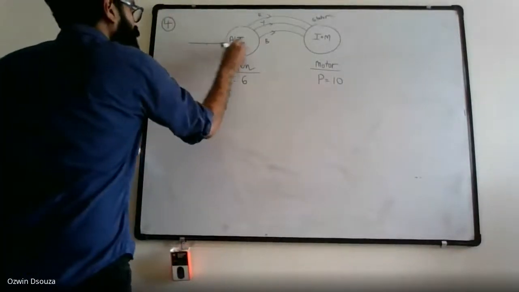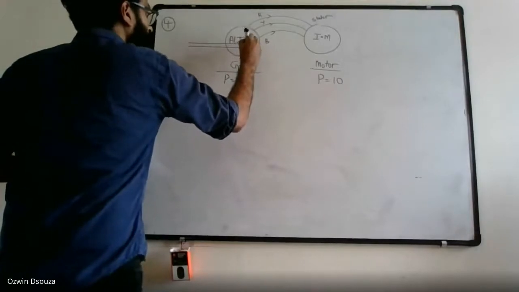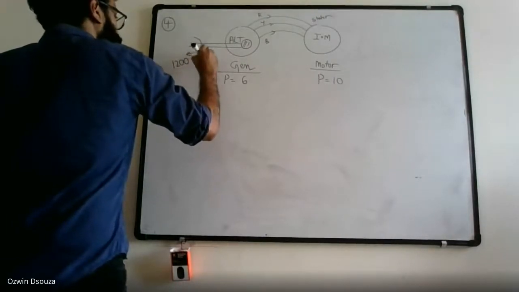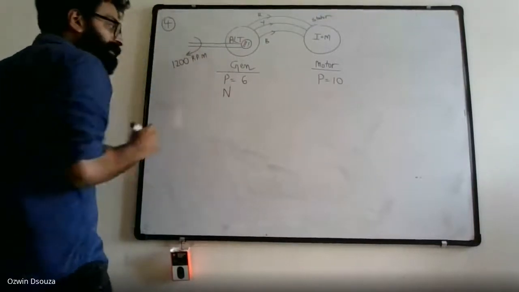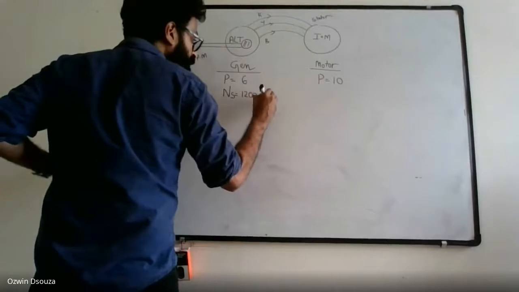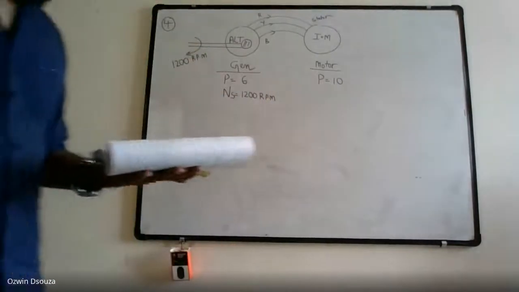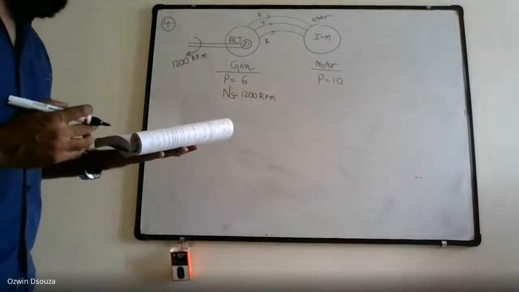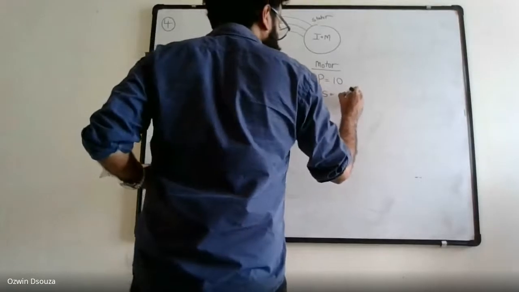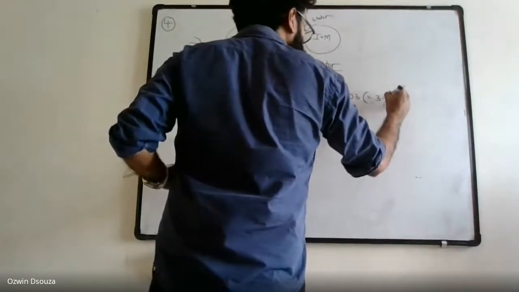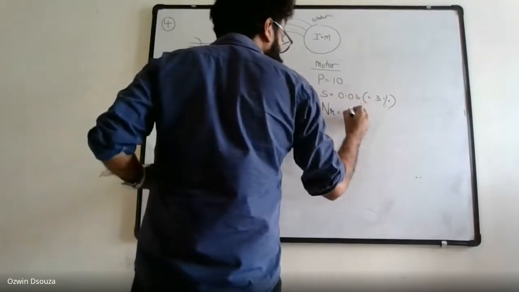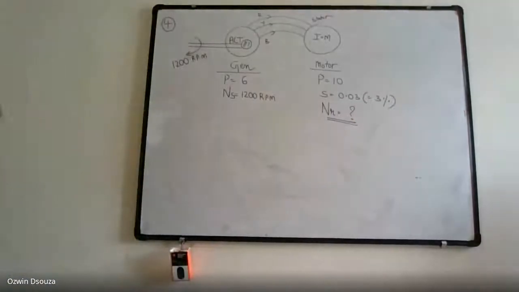That means this alternator rotor is driven at 1200 RPM. So the alternator speed, which is also called the synchronous speed, is 1200 RPM. And then they have asked you to find the speed of the motor when it runs with a slip of 3%. So slip is 3% or 0.03. So for a slip of 3%, what is the speed of the motor?